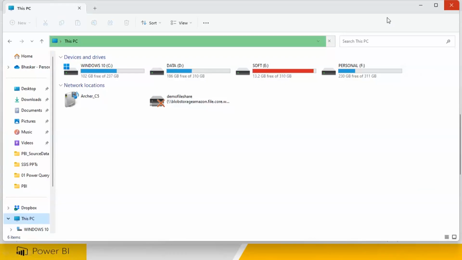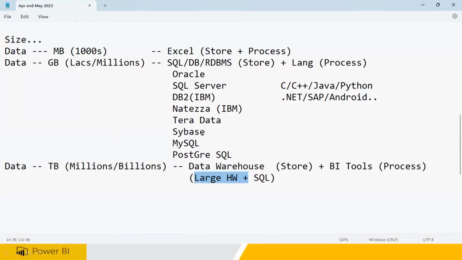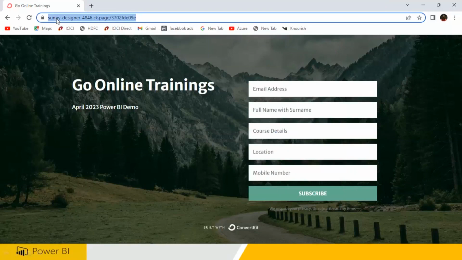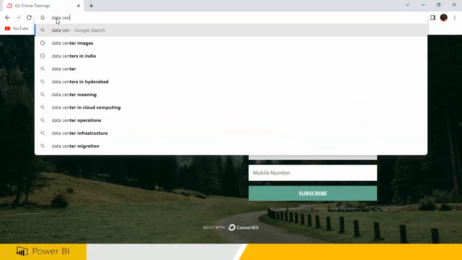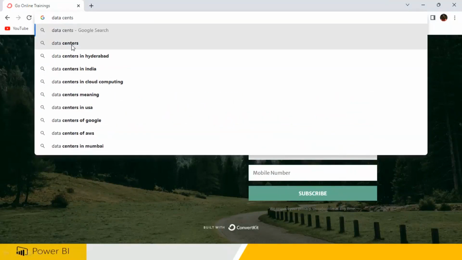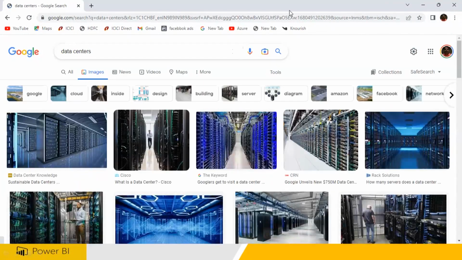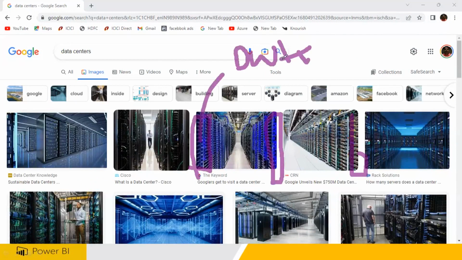Now these data warehouse machines are available in the data centers. You go and see that data centers are available, right? Let me show you an image of data centers. These are the machines, very big machines. Have you seen this machine? Very big machines are available. This could be one data warehousing machine, a very big machine.